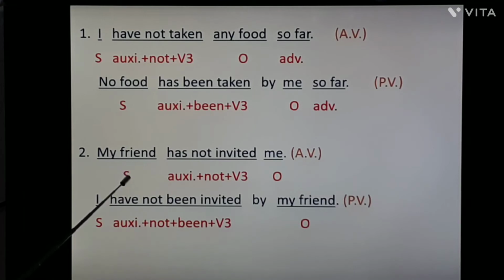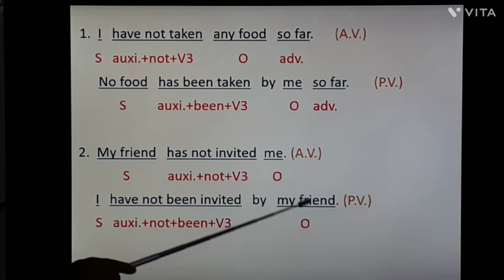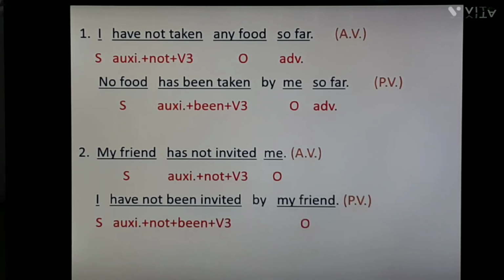By my friend is given. So the same thing will come as an object in passive voice. By my friend, that is an object. So, I have not been invited by my friend. This is passive voice.